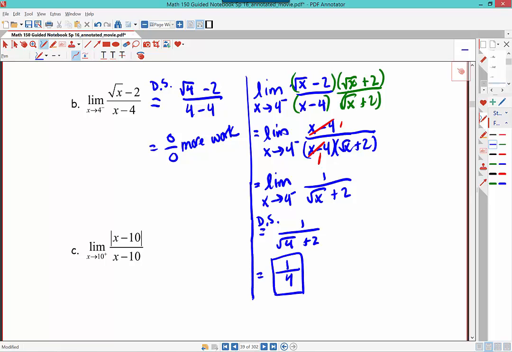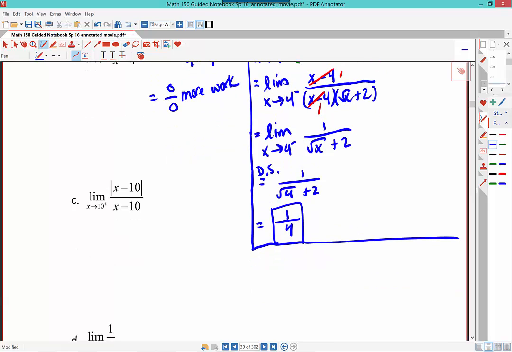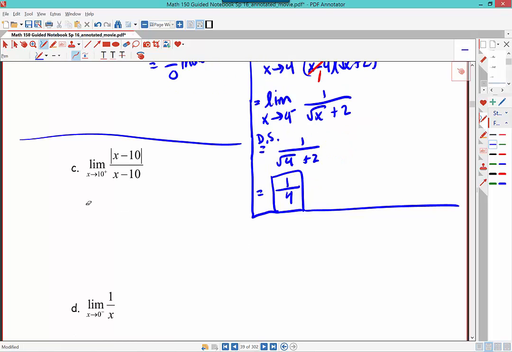So you see that it doesn't really matter if you have a one-sided limit. If you get something that's indeterminate, you still work with it to get it in a format where you can determine the limit. Let's take a look at this guy.